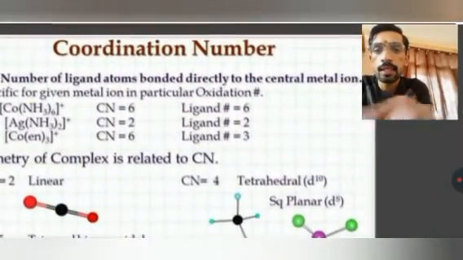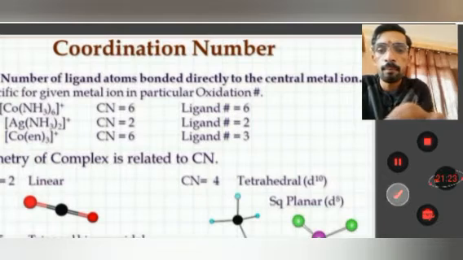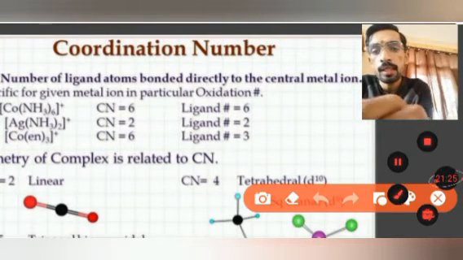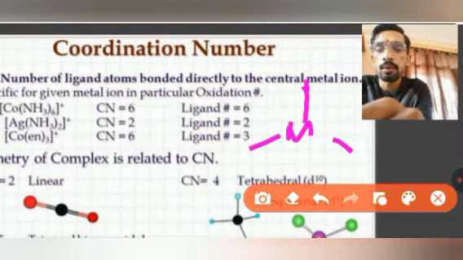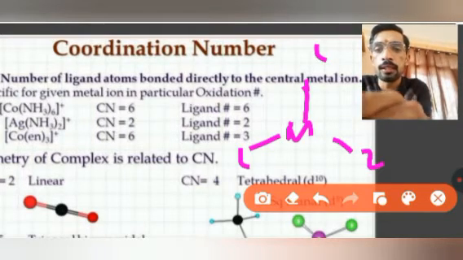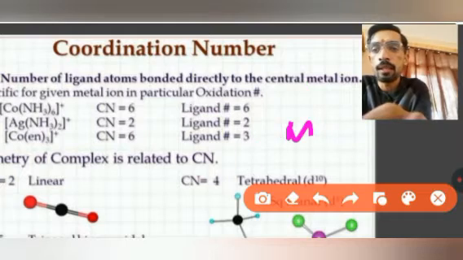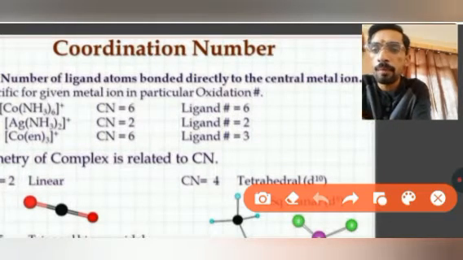It is the number of ligand atoms bonded directly to the central metal atom. कितने ligand direct central metal atom से attach है तो उसको हम coordination number बोलते हैं. जैसे इसमें मैं 3 बना रहा हूँ तो 3 is the coordination number. Okay, similar way. In this case, you can see how many coordination number is there?